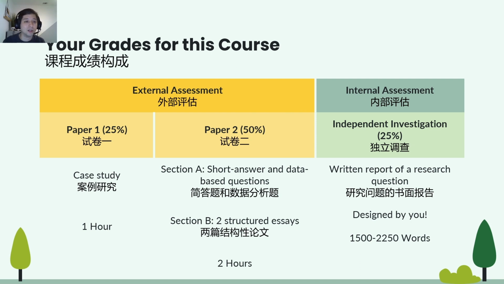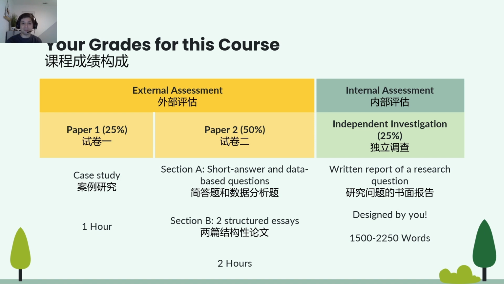Okay, so let's go through your grades for this course. To start out, we see on the left, in the yellow, you have the external assessment. This is a test at the end of DP2, the end of your second year, where you're taking 2 papers, and in total they combine into 75% of your grade, so that's most of your grade. So it's a very stressful 3-hour test.